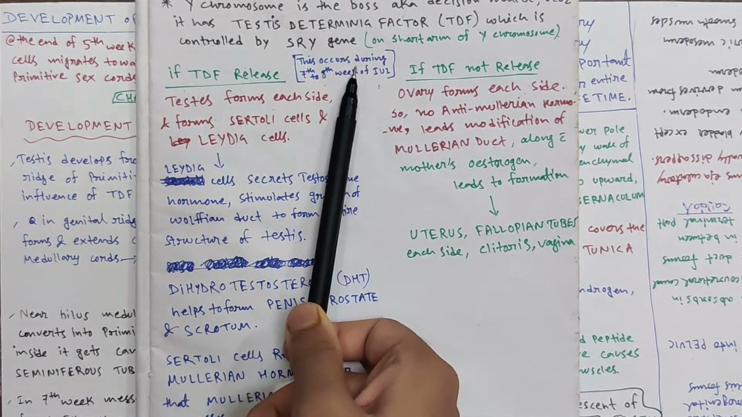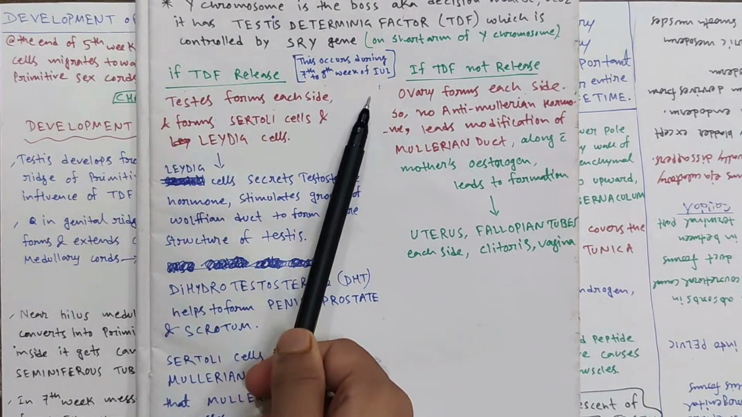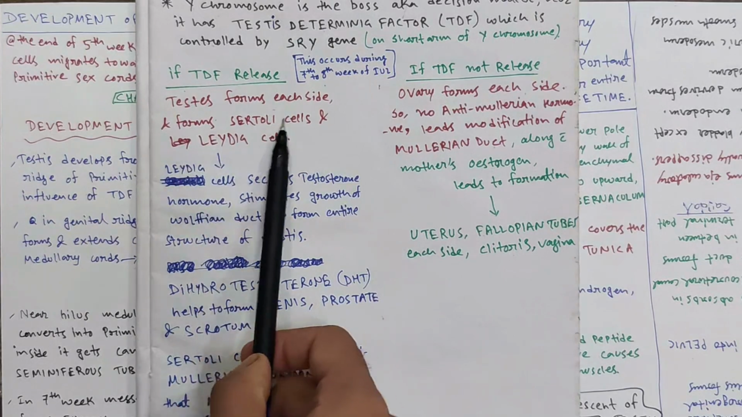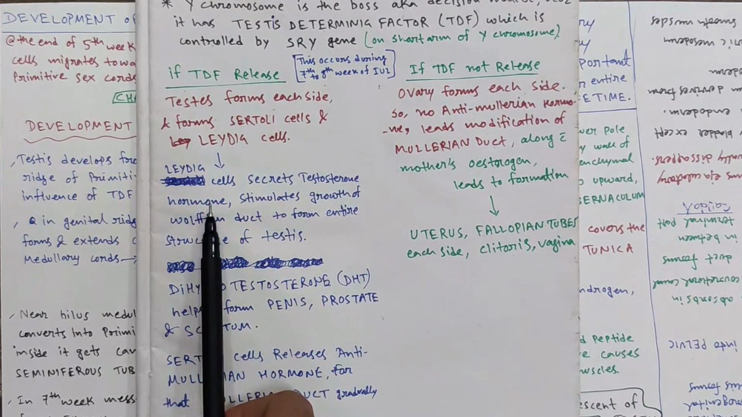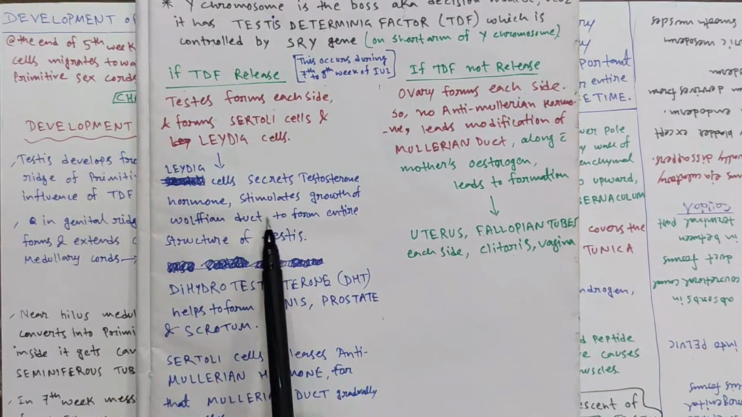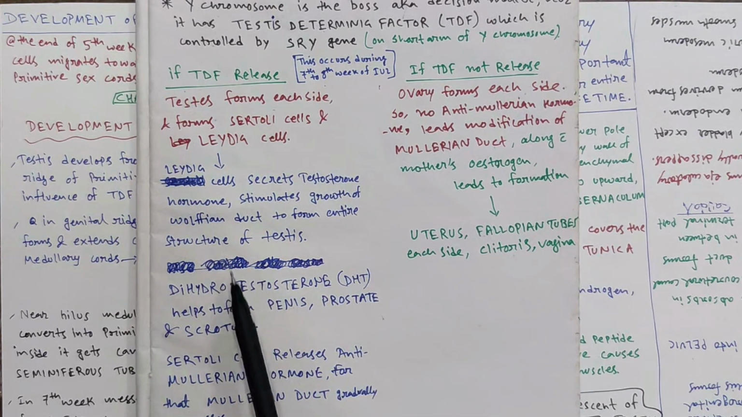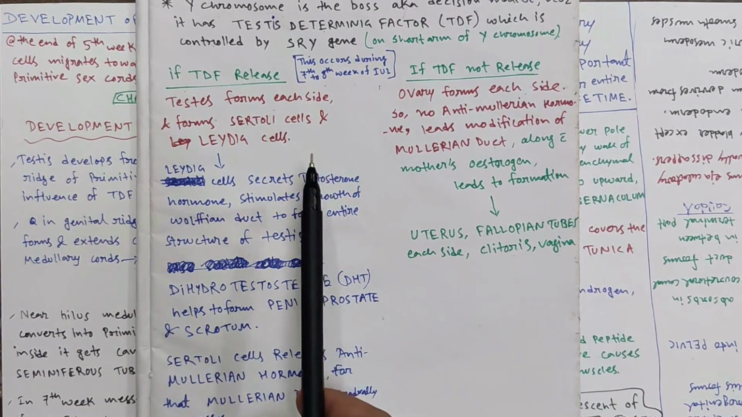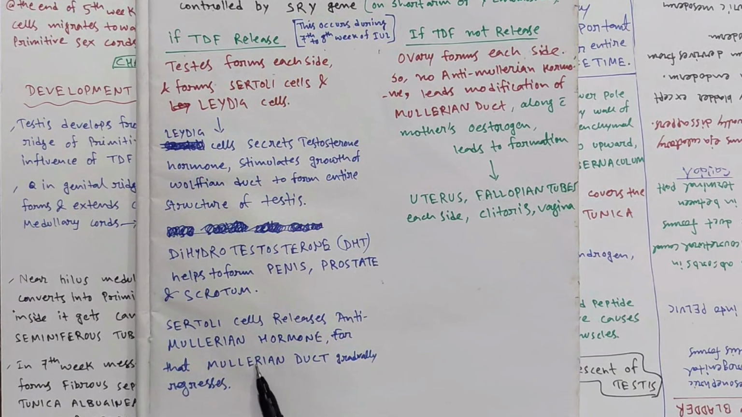Now, if the testis determining factor, or TDF, is released, then the testis will form on the right side and left side, and it will form the Sertoli cells and Leydig cells. These are very important cells present in the testis. The Leydig cell will release the testosterone hormone, a very important hormone which stimulates the growth of the Wolffian duct, or mesonephric duct, which ultimately forms the male internal structures. This Leydig cell also secretes dihydrotestosterone, a byproduct of testosterone. It helps to form the penis, prostate and scrotum. Sertoli cells also release the anti-Mullerian hormone. Due to this hormone, the Mullerian duct, or paramesonephric duct, gradually diminishes or regresses.